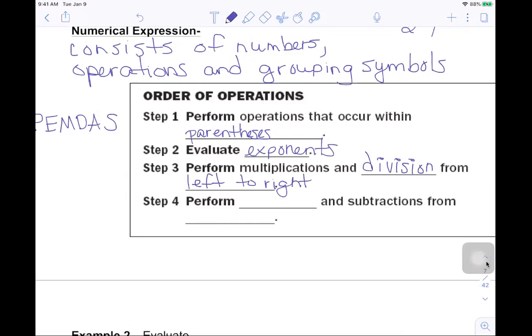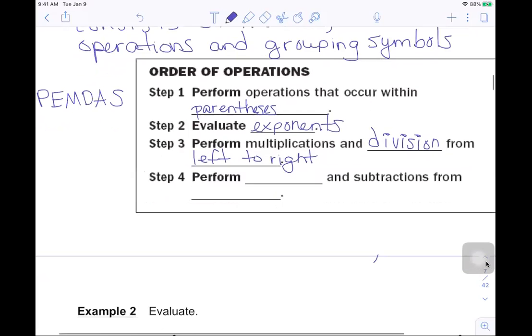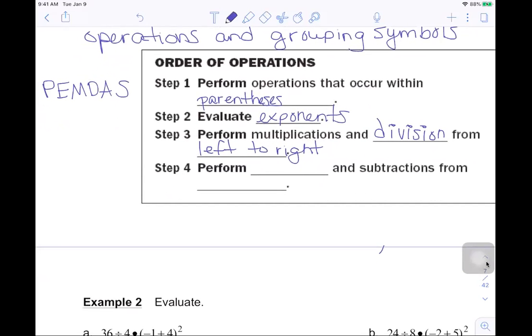And then the A and the S, what would the A and the S stand for? Addition and subtraction. Excellent, addition and subtraction. Perform addition and subtraction, again from left to right. So PEMDAS helps us simplify an expression. It gives us a direction as to what to follow when we're working through a problem.